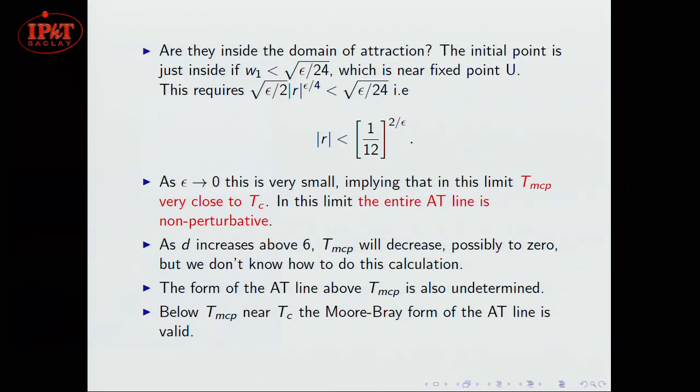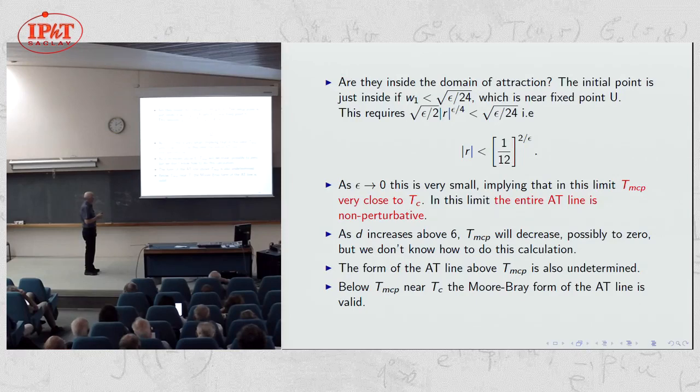So the coupling constants W1 and W2 lie inside the fixed point, provided the initial temperature measured by R is such that W1 is smaller than the value of the coupling constant at U, which is square root of epsilon over 24. That fixes R to be less than this number here. So as epsilon goes towards 6, this is an incredibly small number. So it implies that if D goes to 6, the multicritical fixed point moves towards TC. And in this limit, the entire AT line becomes non-perturbative.